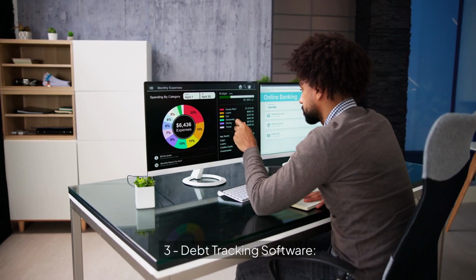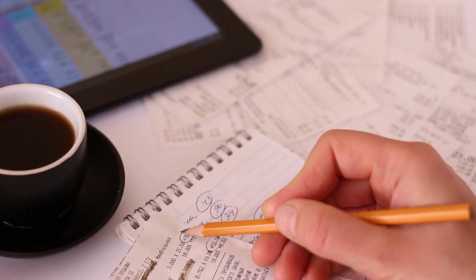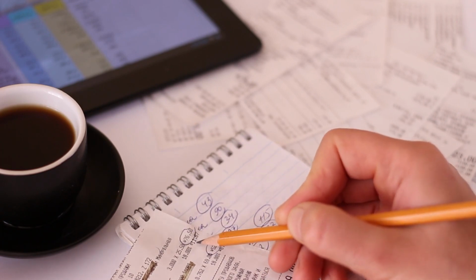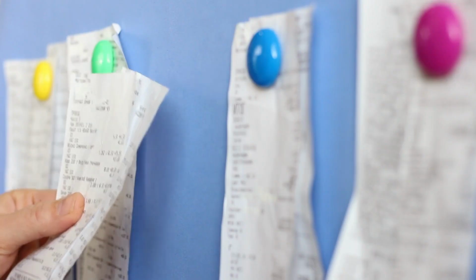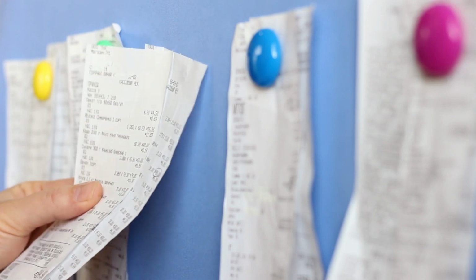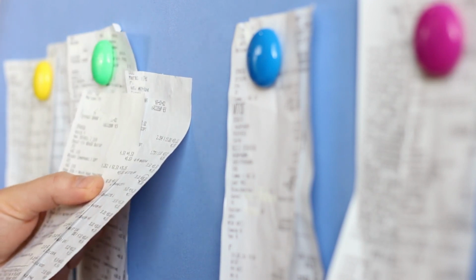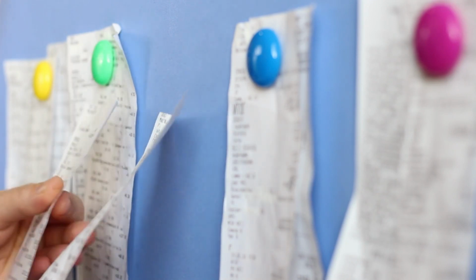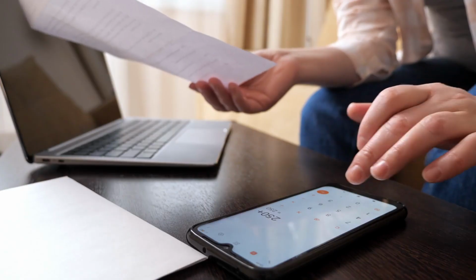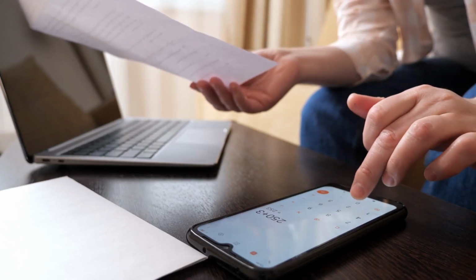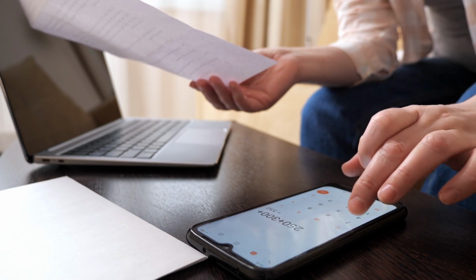3. Debt tracking software. There are various debt tracking software programs available that can assist in tracking and managing debts. These tools allow users to input details about each debt, including the creditor, outstanding balance, interest rate, and payment schedule. By using debt tracking software, estate planners can organize and monitor debts more effectively.